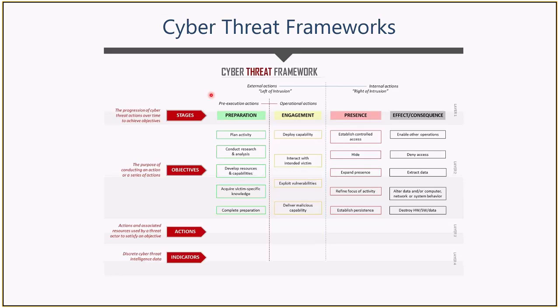4 primary stages: 2 before the boom and 2 after the boom. So you see the very first stage of the cyber attack lifecycle is preparation, and that's really where the adversary is doing things like planning and target selection and information gathering.